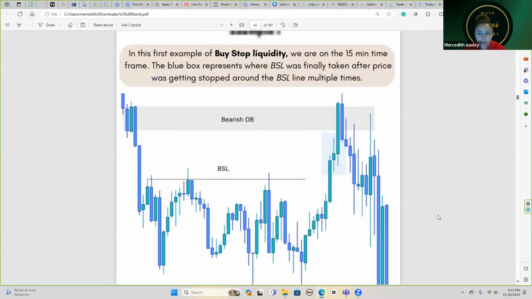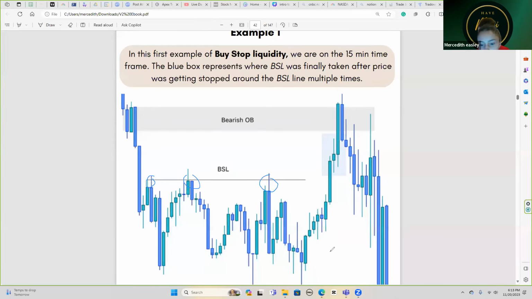Let's see. Here it is right here. Buyers are being stopped multiple times in this area. Price took the buy stop liquidity, rejected off the order block above, and now is selling.